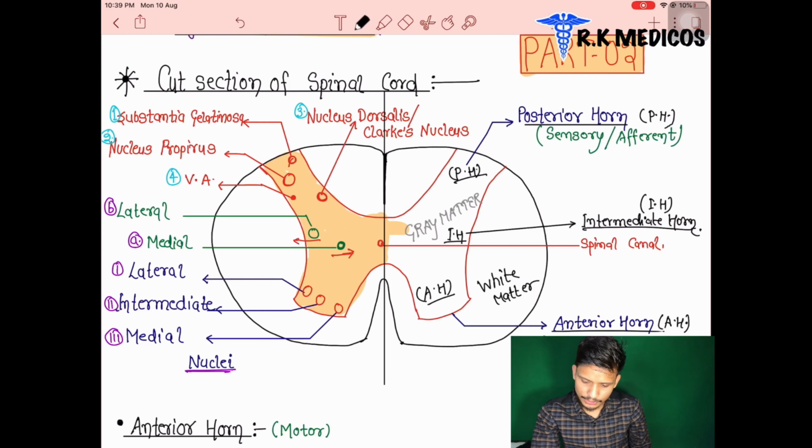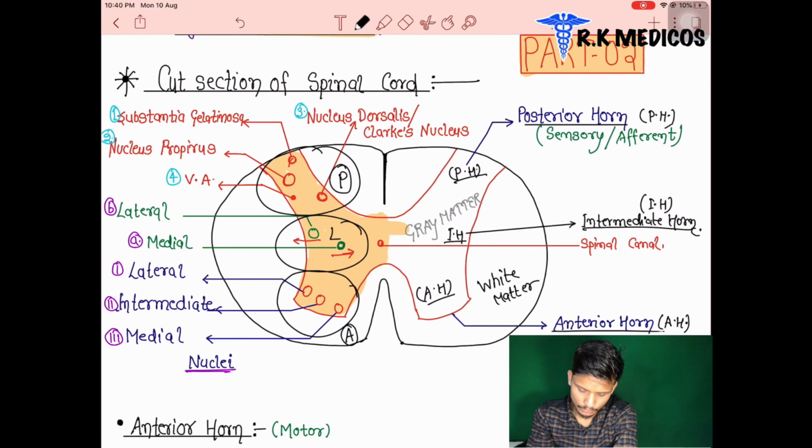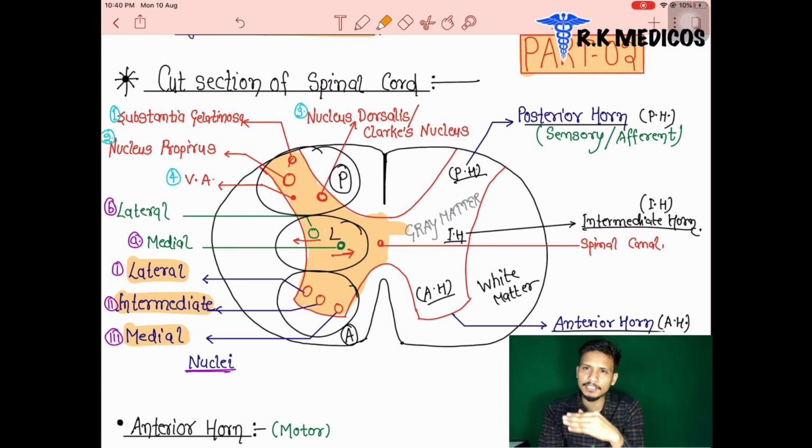We can see in this picture that one half of the gray matter of the spinal cord is taken. So anterior, lateral, and posterior portion. The anterior portion has three nuclei. I'm going to mark them. They are the lateral, intermediate, and the medial. These are the three nuclei located in the anterior portion of the spinal cord. So in the anterior portion, how many nuclei? Three. The lateral, intermediate, and the medial.